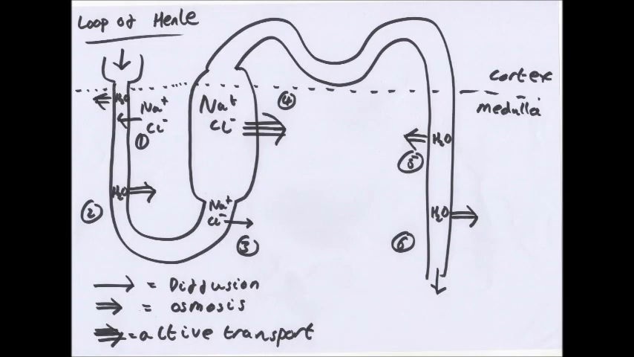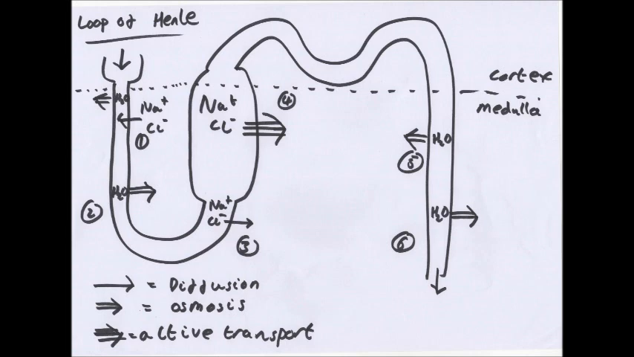This is the loop of Henle. This is what we found at the bottom bit in the medulla, and this is what controls the level of water. So water will generally go out of the loop of Henle, and other molecules, like sodium and chloride ions, will enter the cell. As you can see on the diagram, a single-lined arrow is diffusion, double-lined is osmosis, and triple-lined is active transport.